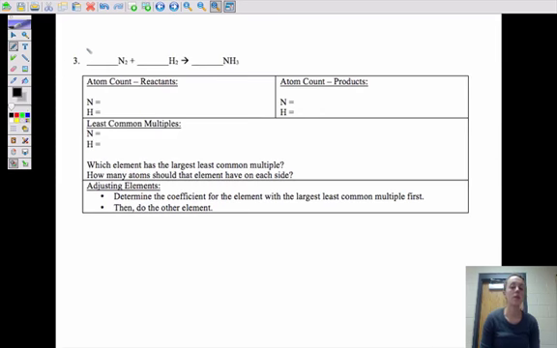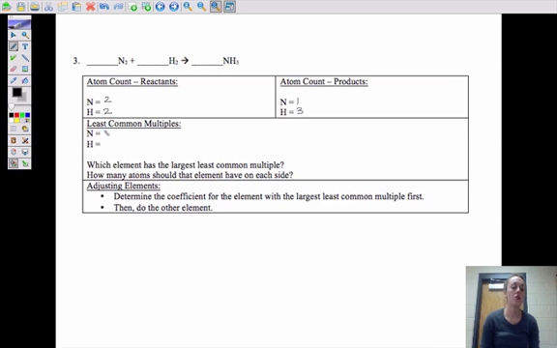Let's do another one. Again, if you feel comfortable doing this independently, please go on and then press play when you want to review. Or if you still don't feel comfortable, stick around and we'll do this last one together as well. The first step is an atom count. I have 2 atoms of nitrogen, because N2, and 2 atoms of hydrogen. On the flip side, I have 1 atom of nitrogen and 3 atoms of hydrogen.